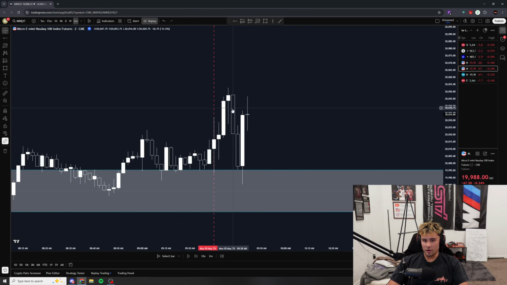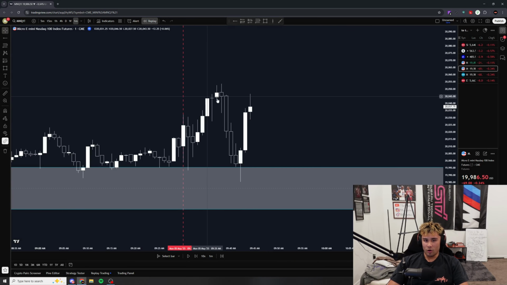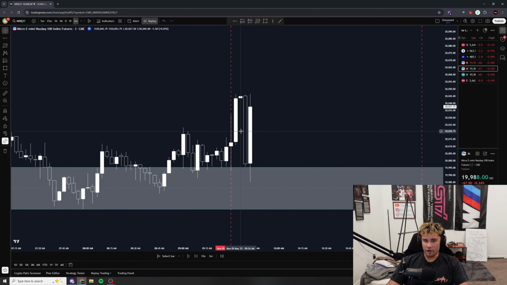We had this initial move up, and then we had a very, very strong push down, as you can see represented by these 2-minute candles. So basically, these candles right here, or even if I go on to the 1-minute, these 1, 2, 3 candles right here represent this one very strong push down.